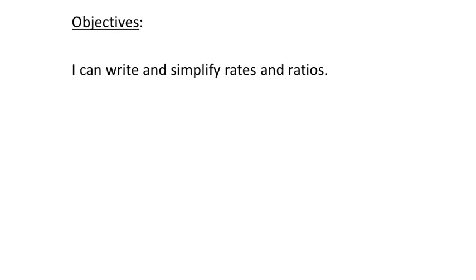All right, there's our objective for the day. I can write and simplify rates and ratios. The good news about these rates and ratios is we've done it before. It was just called fractions. Now we've given it kind of a little bit of a different name, which we're going to go over. But you've done it before, now it's going to be in a slightly different context.